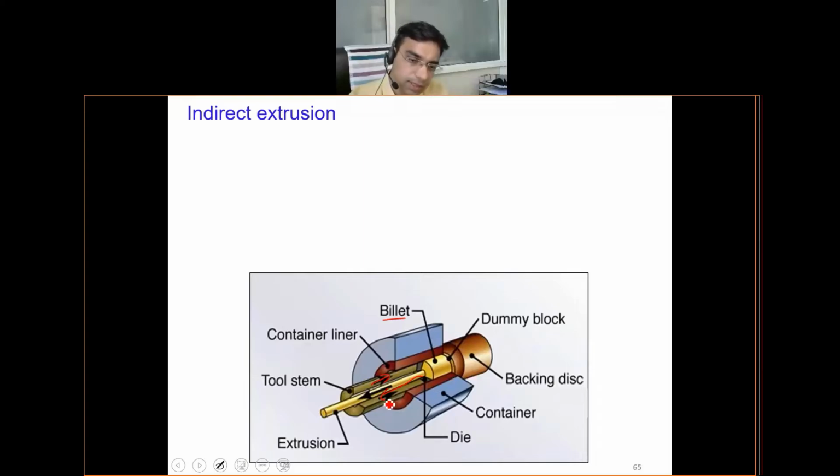So in this case, the direction of the movement of the die and the direction of the movement of the extruded product are opposite. In the previous case, both the movements were in the same direction, but in this case, they are in the opposite direction. The advantage with this process is that since the full billet is not moving, only the die is moving, the friction losses at the surface of the billet and the container are very less.